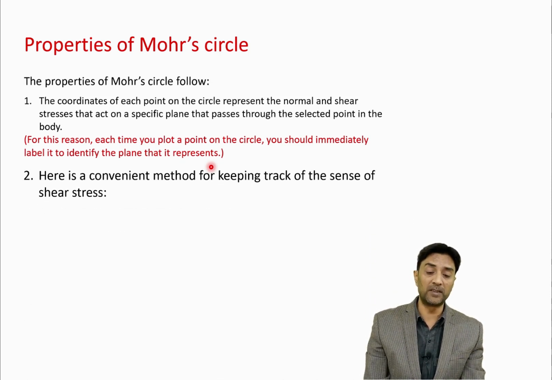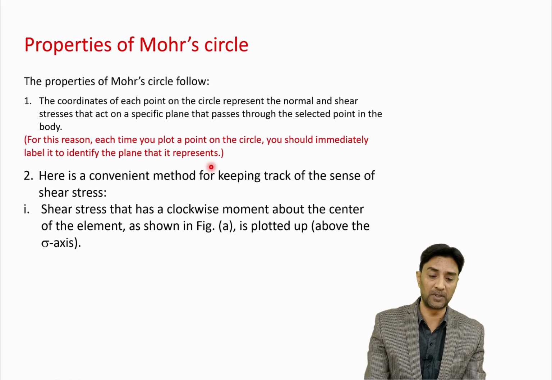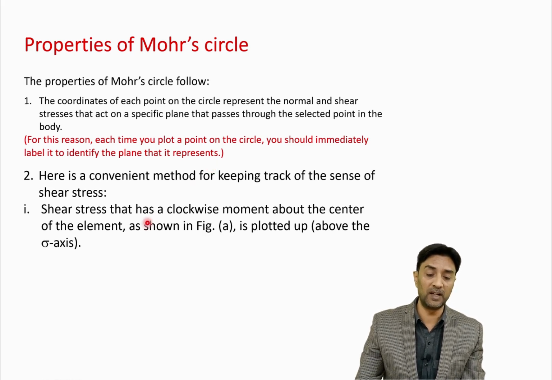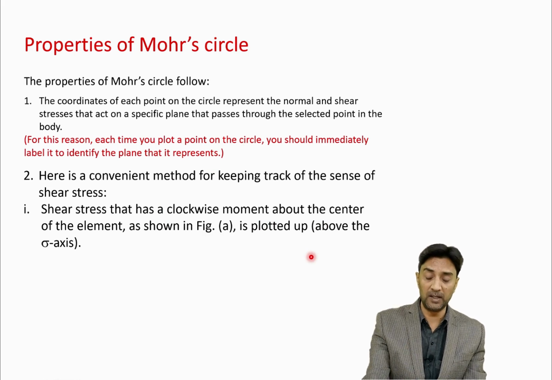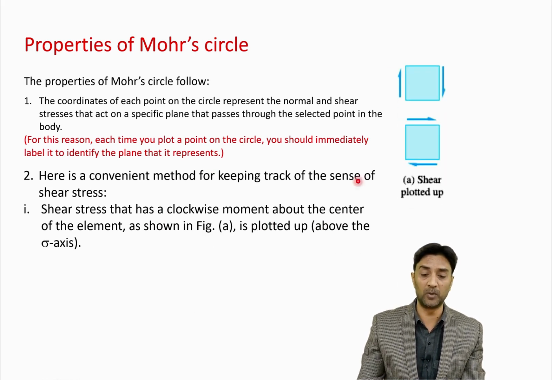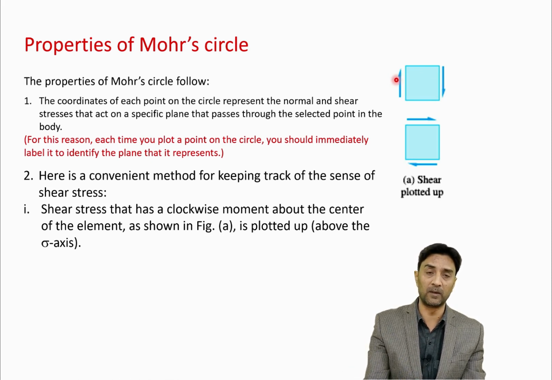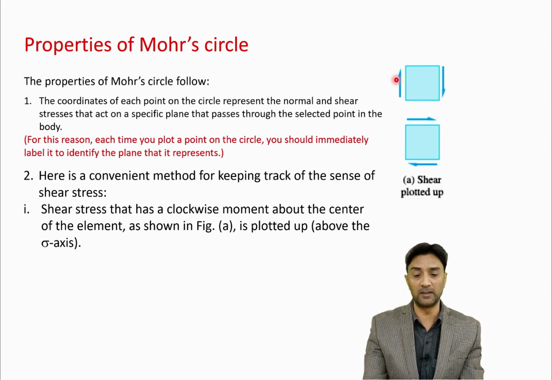So here is a convenient method for keeping track of the sense of shearing stress. अब जो shearing stress की sense है उसको याद रखने का एक आसान तरीका यहाँ बताया जा रहा है कि shearing stress is that has a clockwise movement about the center of the element. आप जो एलिमेंट ले रहे हैं अगर उस फेस के ऊपर, अगर आप ये ऊपर वाले इसमें देखेंगे तो ये जो मोमेंट है, ये दोनों इसको क्लॉकवाइज घुमा रहे हैं. ओके, तो ये आपके पास पॉजिटिव आ जाएगी.